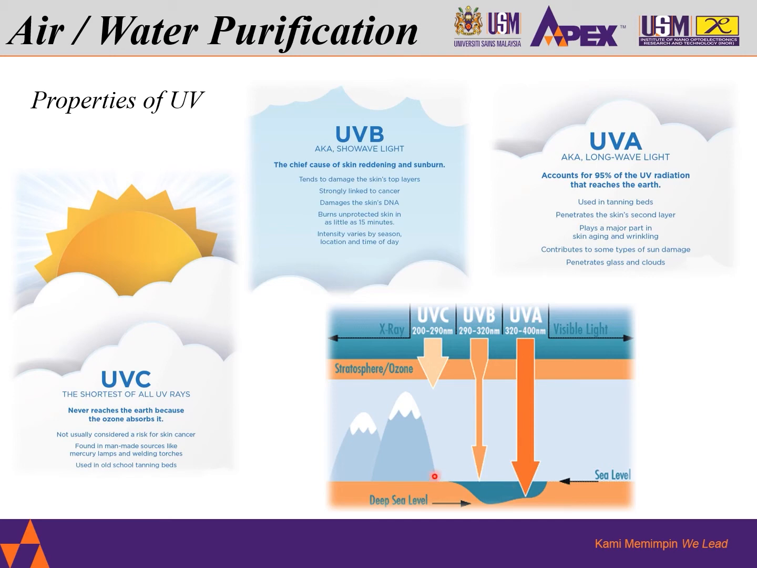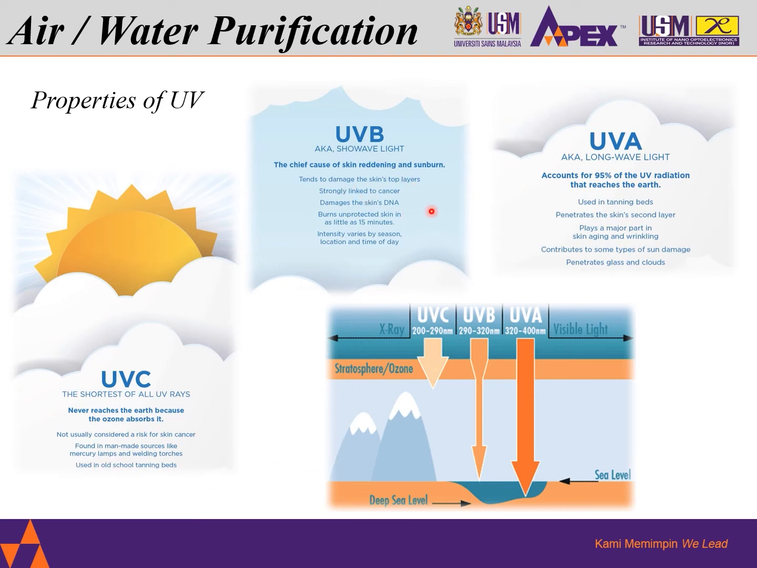And the difference between UVC, UVA, and UVB: UVC never reaches the Earth because the ozone absorbs it, and it is not usually considered a risk for skin cancer. It can be found only in man-made sources such as mercury lamps and welding torches. And it is used for old-school tanning beds.